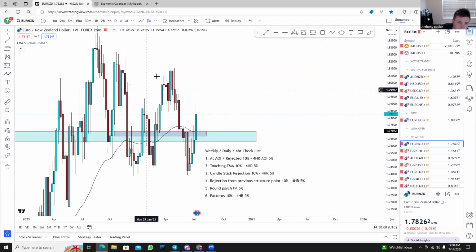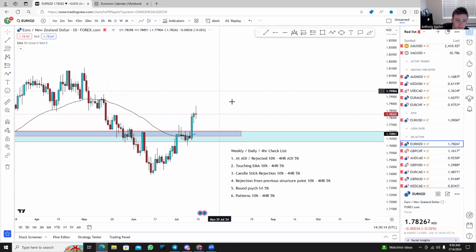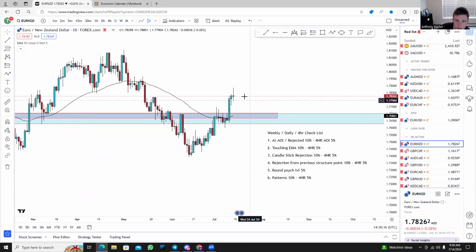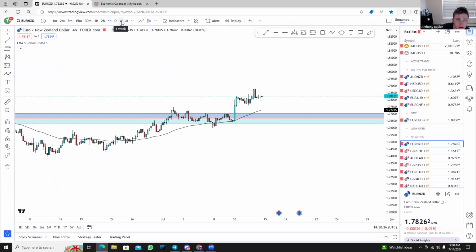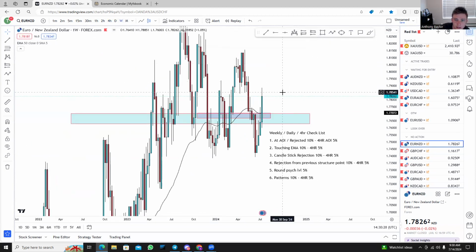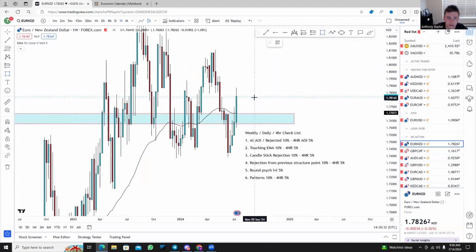This one has a huge head and shoulders formation. I don't like it. Just kind of out in no man's land. I mean, there's boom, boom, and they're all bullish. Let's chart it quick.